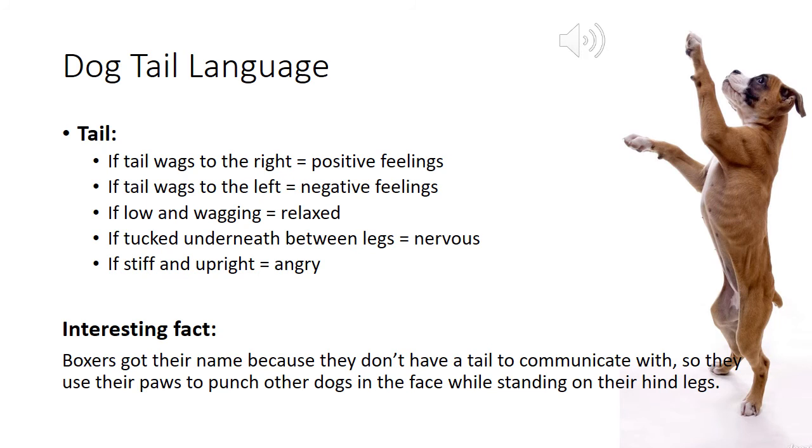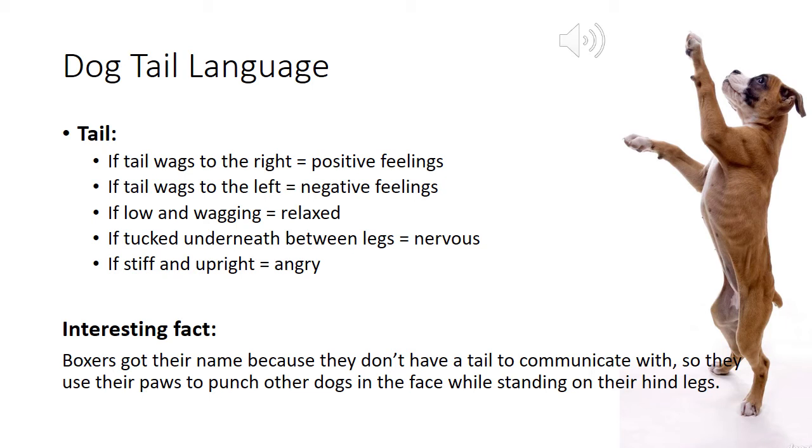Dogs use their tails to show a lot of emotion. The way a dog wags its tail, and to wag is to move, shows how he feels. If the tail wags more to the right, it shows positive feelings. If it wags more to the left, it shows negative feelings.